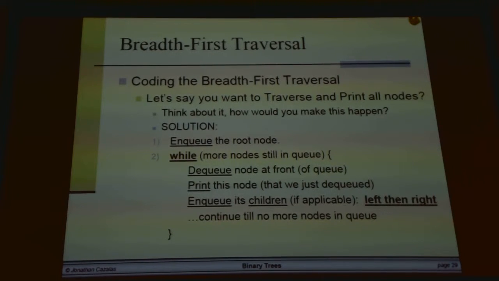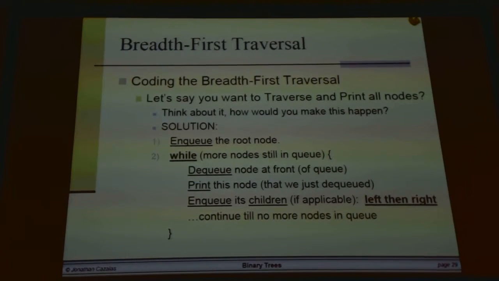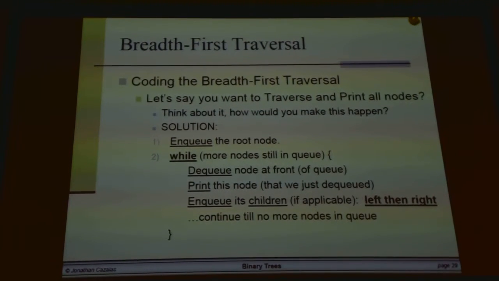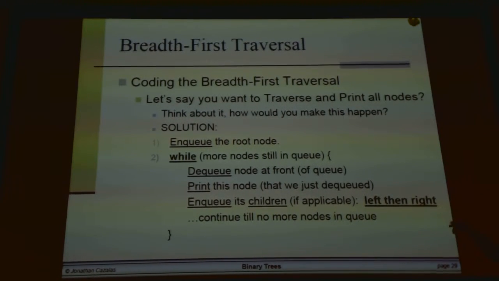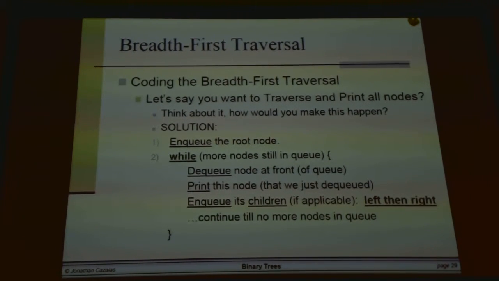So when we are dealing with a breadth first traversal and you want to write the software to accomplish that, how would you actually do that? Here, what happens is you enqueue its root node. And while there are more nodes in the queue, you dequeue the node at the front of the queue, print that out, and then enqueue its children if you can. Again, left then right. You always go from the left and then to the right.